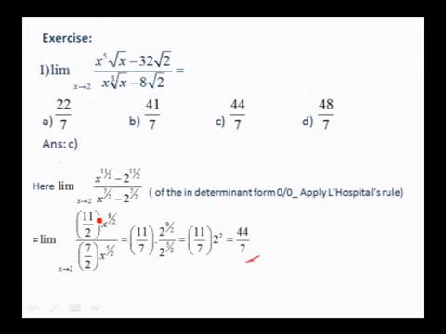So, I have differentiated here and allowed x to tend to 2. Put the value x equals 2 here, you get the answer 44 by 7. Option is C.